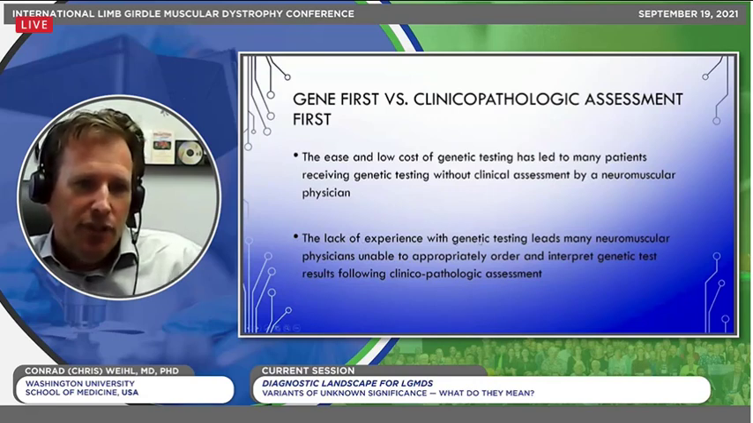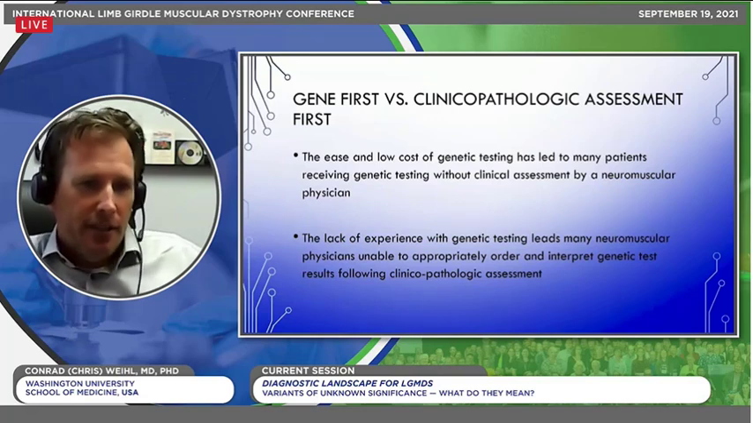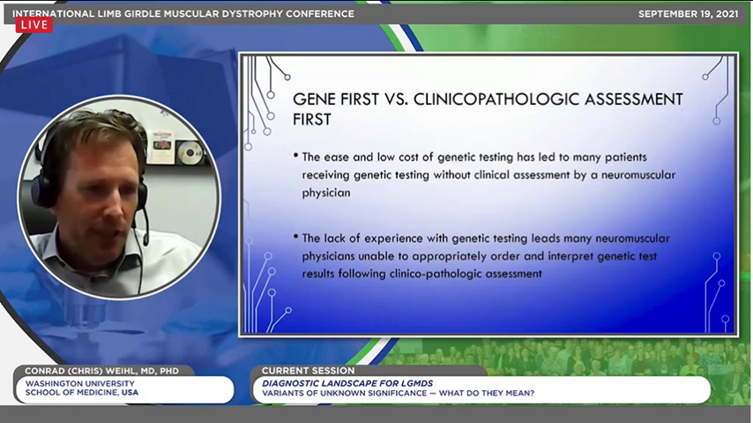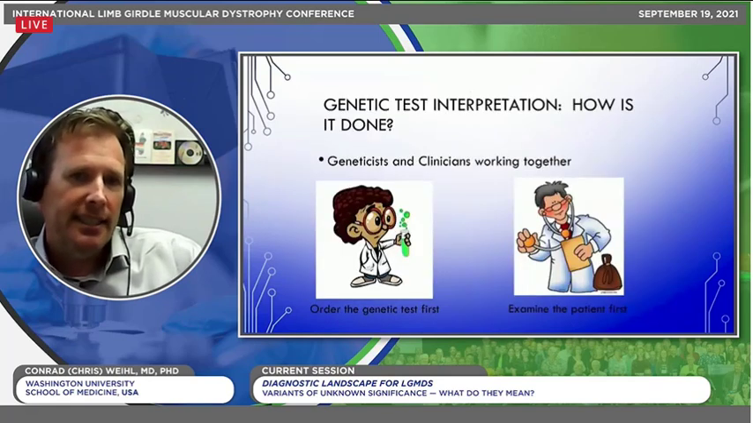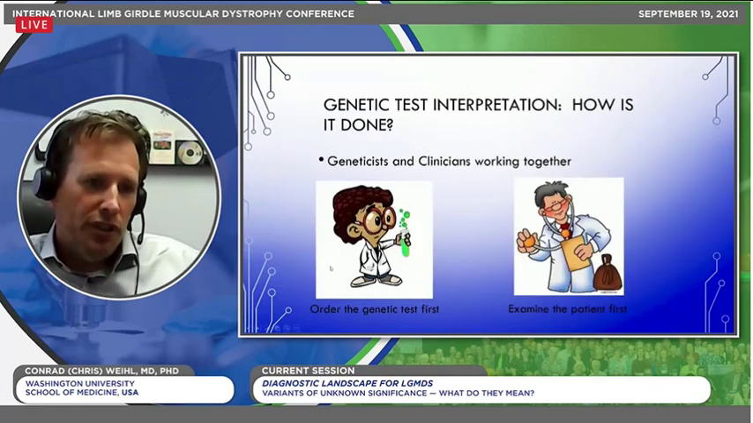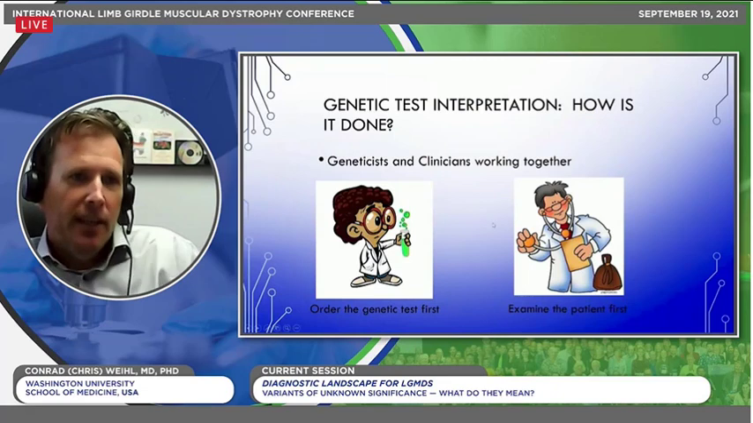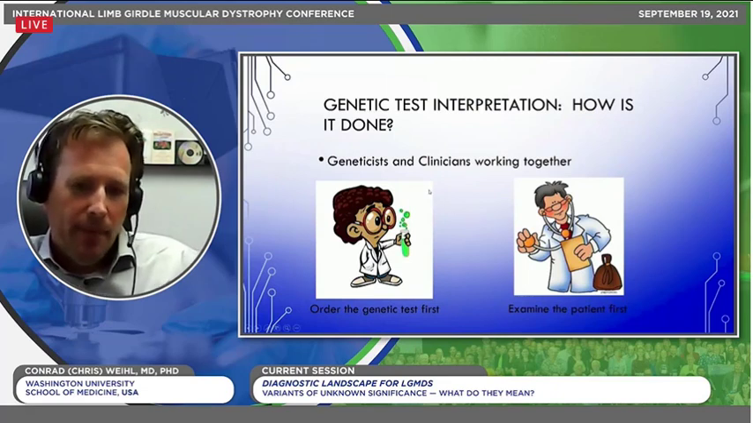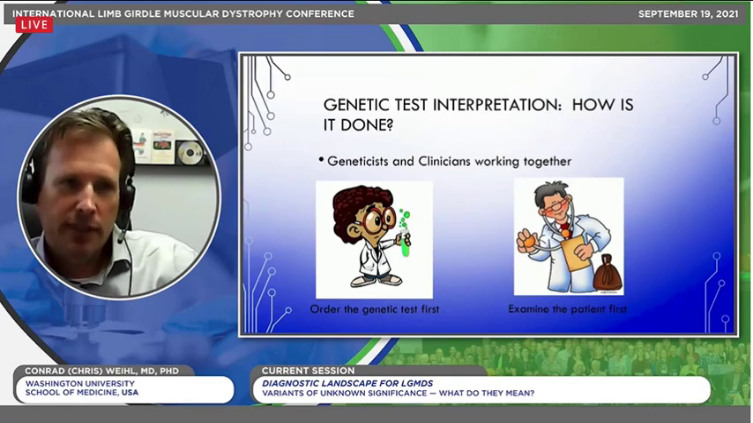The lack of experience with genetic testing leads many neuromuscular physicians to be unable to appropriately order and interpret genetic testing. And so that's the example of going and seeing a clinician, and the clinician sees you, does a clinical pathologic examination, but doesn't really know what tests to order and how to order them. And so I think my point is that we need to be working together. The geneticists who want to order the genetic test first need to be working with the clinicians who want to examine the patient first. And so that's the goal in my mind. The vision is that we not put it on an individual caregiver or physician or geneticist, but that we work together.